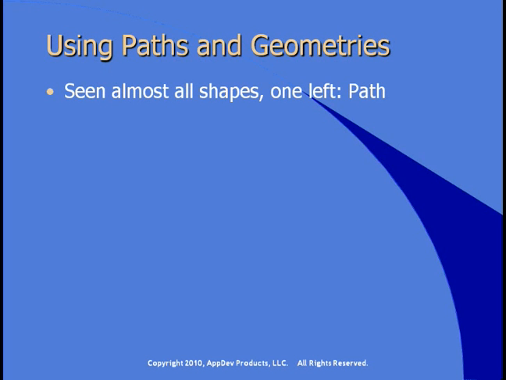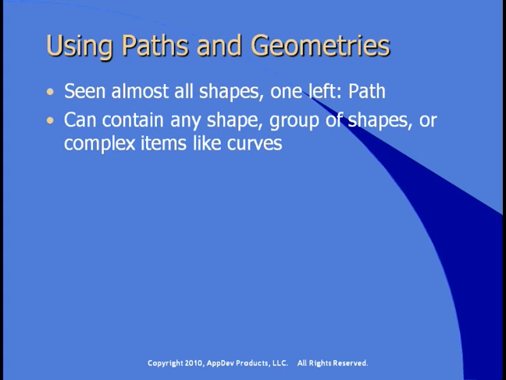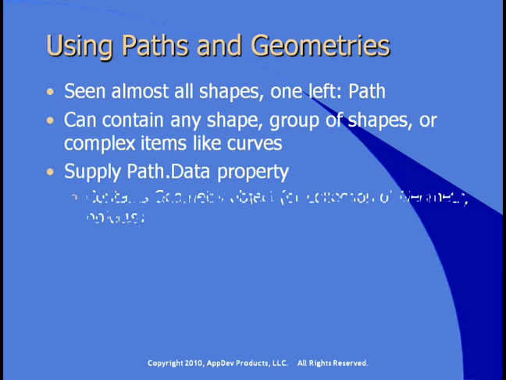You've seen almost all of the shapes, and there's one left, and that's the path shape. The path shape can contain any shape, group of shapes, or complex items like curves. What you need to do is supply the path.data property, or just the data property if it was just a single item, but because you'll almost always specify a complex value inside this property, you generally use the element.property syntax to specify it. And the path.data property contains a geometry object or some sort of collection of geometry objects.